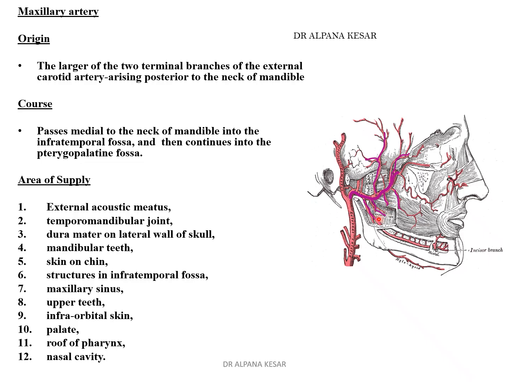The maxillary artery has a wide area of supply. Its area of supply includes the external acoustic meatus, temporomandibular joint, dura mater on the lateral wall of the skull, mandibular teeth, skin on the chin, structures in the infratemporal fossa, maxillary air sinus, upper teeth, infraorbital area, and skin below the eyes, palate, roof of the pharynx, and nasal cavity.